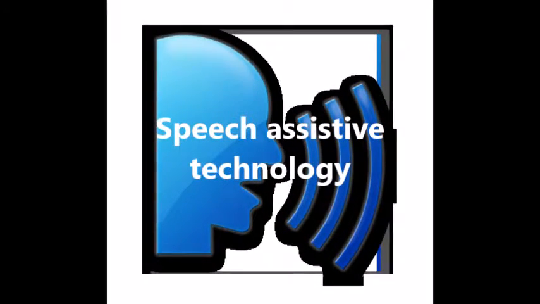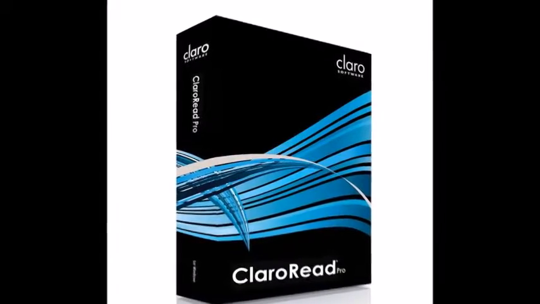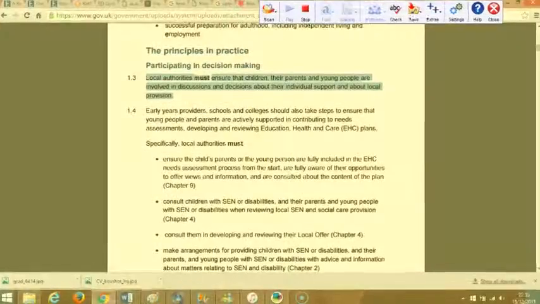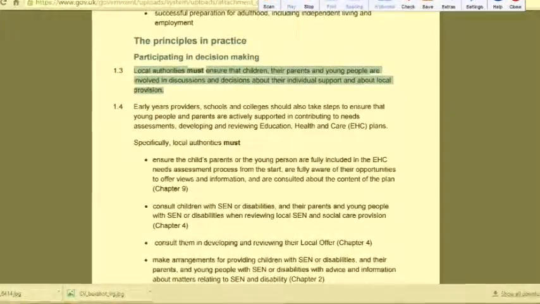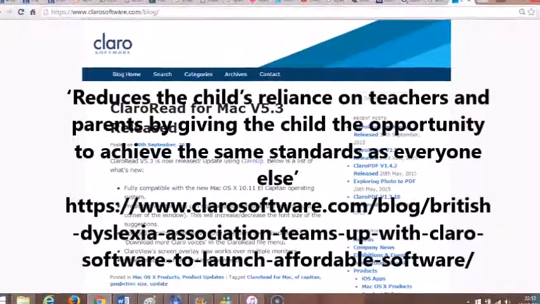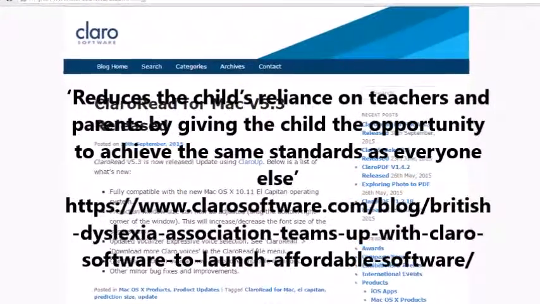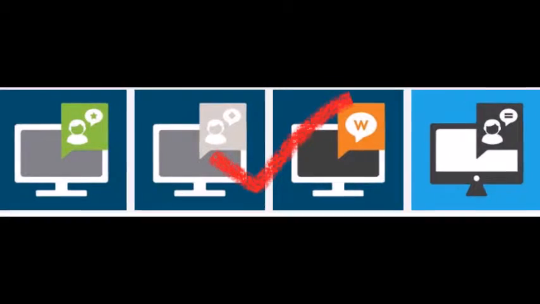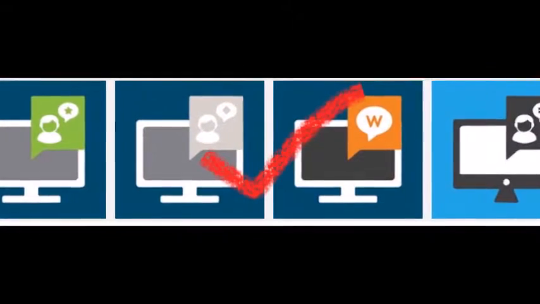Speech-assistive technology is another way that children with dyslexia can be supported, with software such as ClariRead. This software allows the user to hear rather than read a chosen text. ClariRead themselves state that their software reduces the child's reliance on teachers and parents by giving the child the opportunity to achieve the same standards as everyone else. As the software is installed on a laptop, iPad or computer, it is easily accessible to children in the classroom.